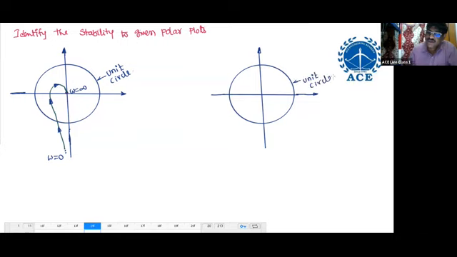Polar plot also gives the stability of only minimum phase systems. It cannot give the stability of non-minimum phase systems. Non-minimum is given by only Nyquist plots.